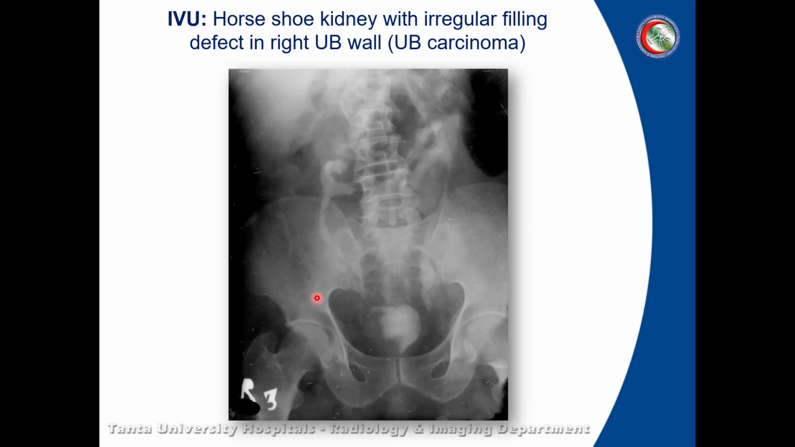Another case, it is IVU. We can see contrast excreted. There is also the urinary bladder here, showing an irregular filling defect arising from the right lateral wall of the urinary bladder, mostly urinary bladder carcinoma. Also, we can see here the pelvicalyceal system is malrotated with abnormal connection in the midline, which is horseshoe kidney. So the full comment is IVU showing horseshoe kidney and irregular filling defect in the right lateral wall of the urinary bladder, carcinoma.